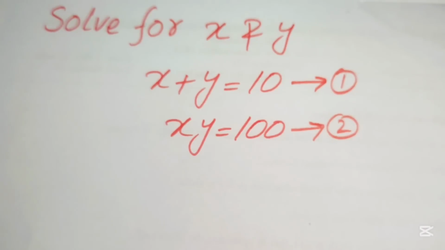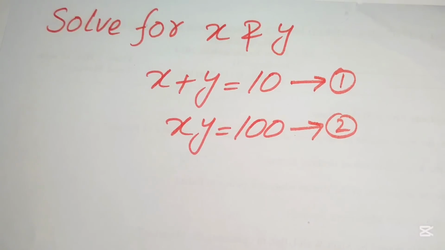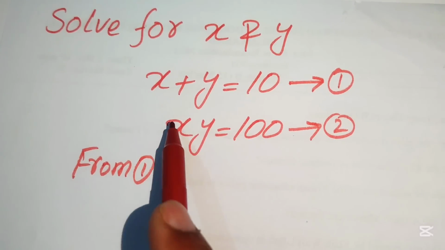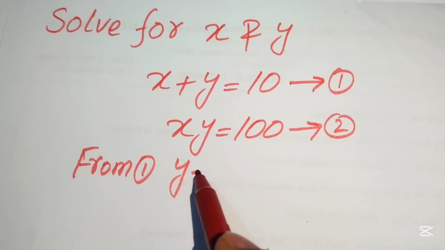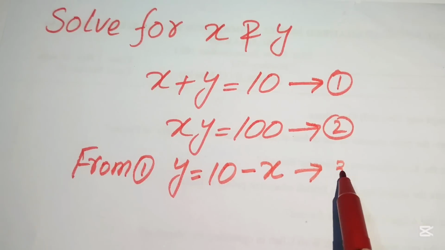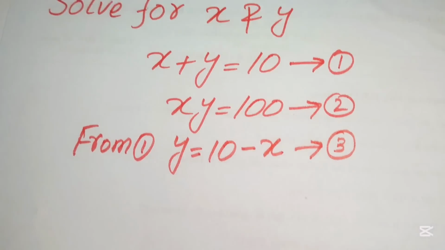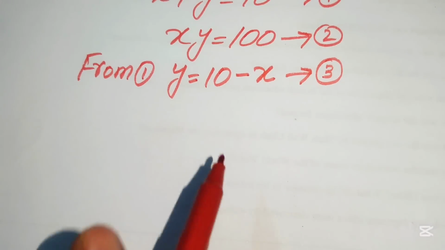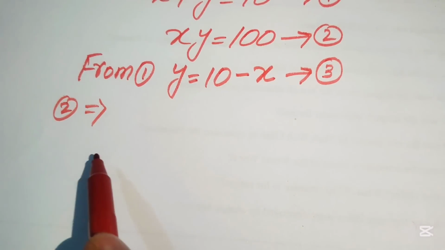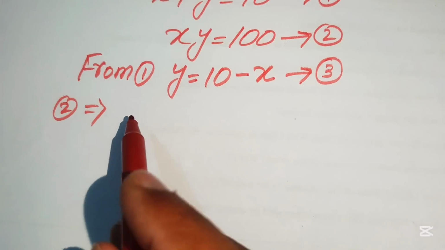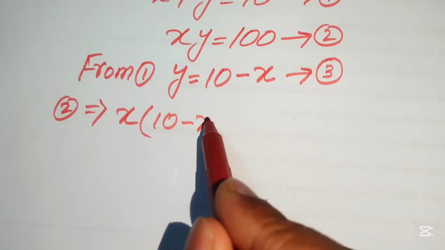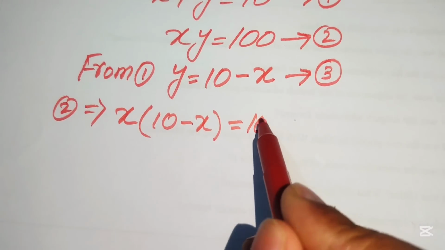Here we first focus on equation number 1. From equation number 1 we move this x to the right hand side and we get the value of y equals 10 minus x, and we call this our equation number 3. Further, we need to substitute the value of y in equation number 2, so equation number 2 implies xy, with y equal to 10 minus x, equals 100.